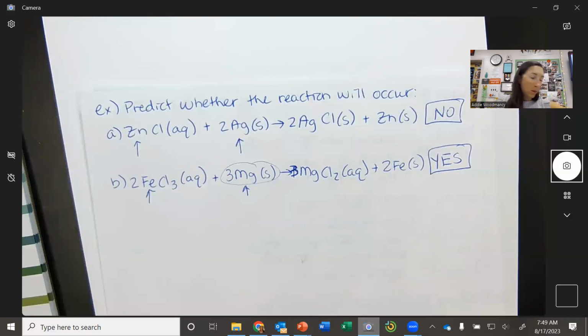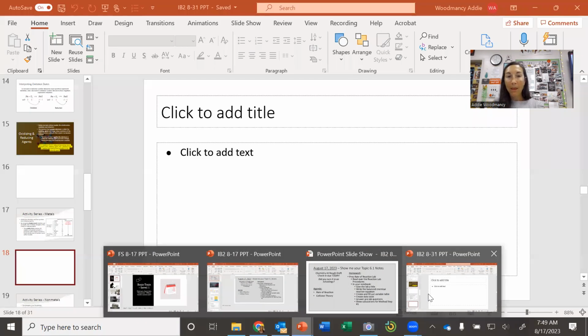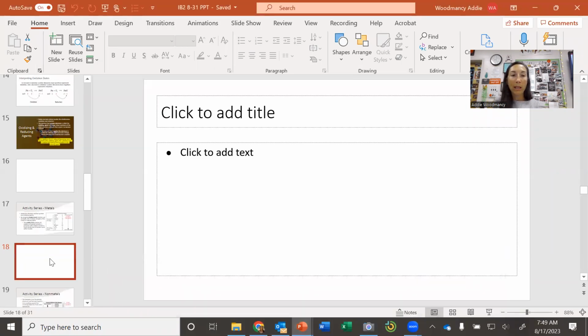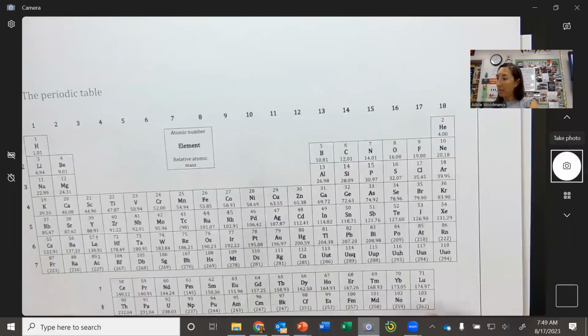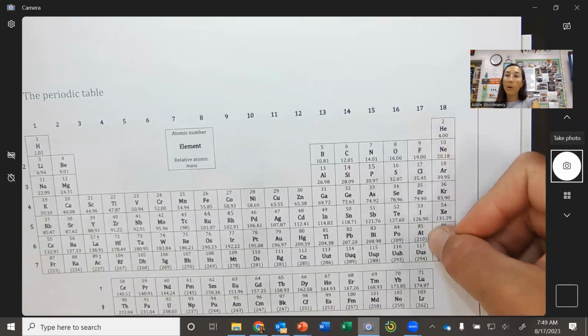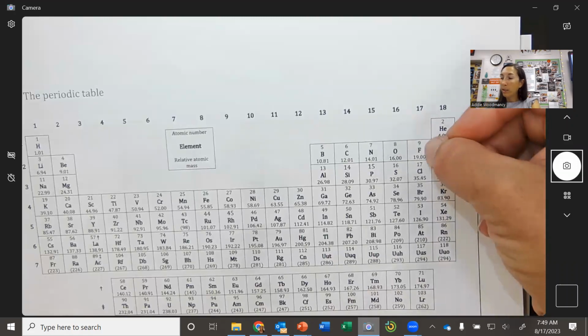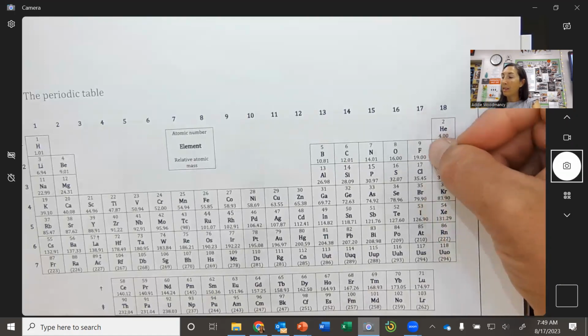Now, we can also do this with nonmetals. When we take a look at nonmetals, you'll see in your data booklet that there's not an activity series for nonmetals. That's because if you look at your periodic table in section 6 in your data booklet, you'll see that group 17 is your activity series. And it works the same way as the metals. The ones that are higher in the activity series or in group 17 can replace the ones below.